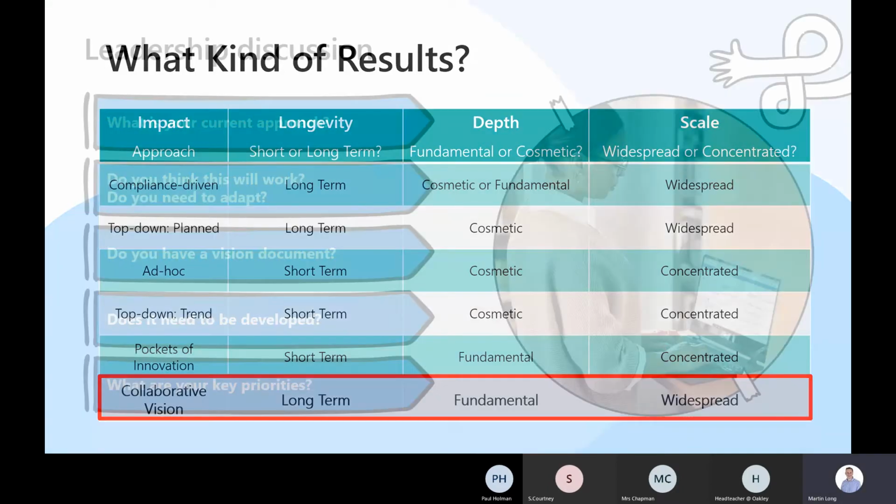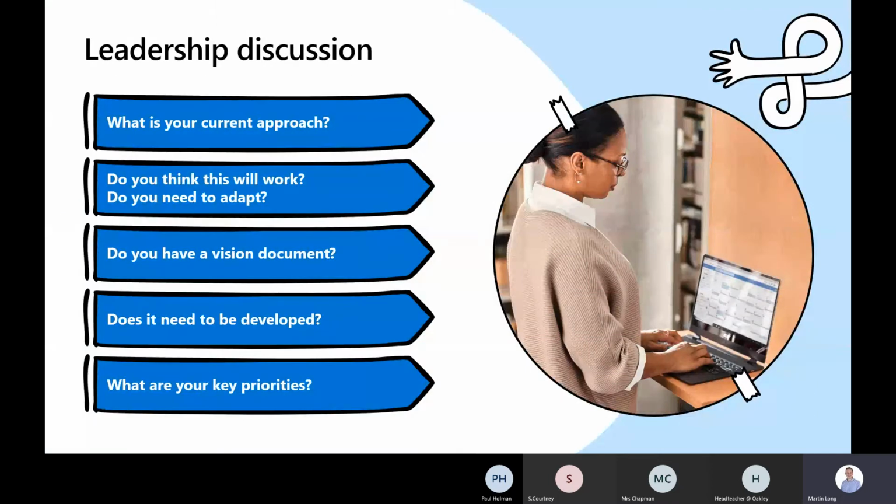The leadership discussions that I'd be encouraging you to have, and again, we'll pick more of these up in session 3, is about, well, what's your current approach? Does that work? Is it really effective, or can we bring in some other areas? Also, do you think this is going to work moving forwards, or do we need to adapt? And is there a vision document? Is there somewhere we've captured all this? Have we brought it together?